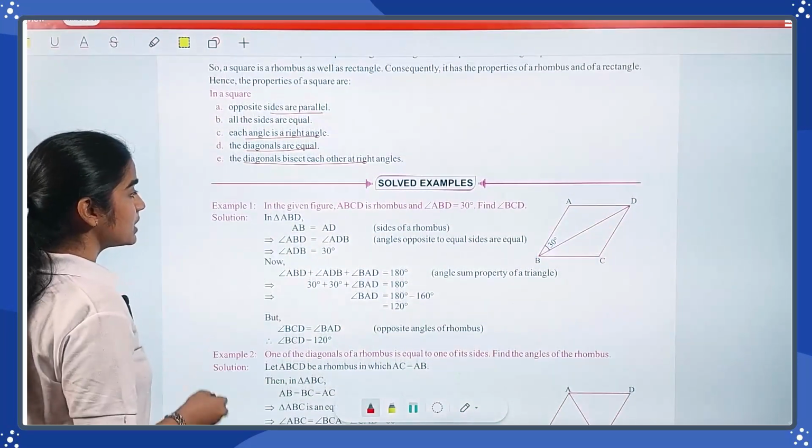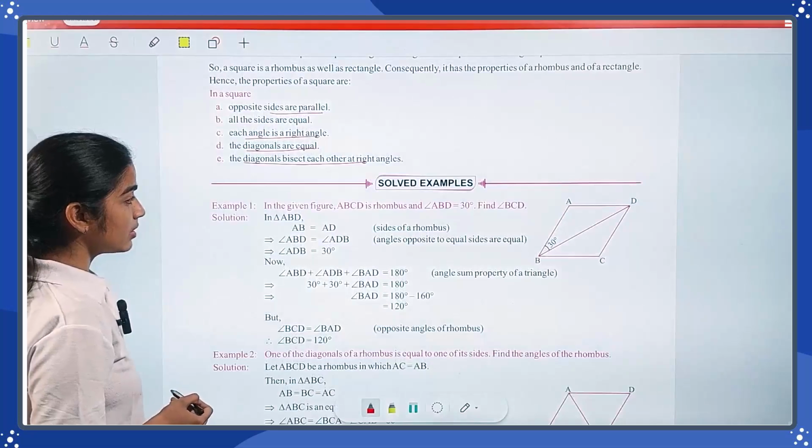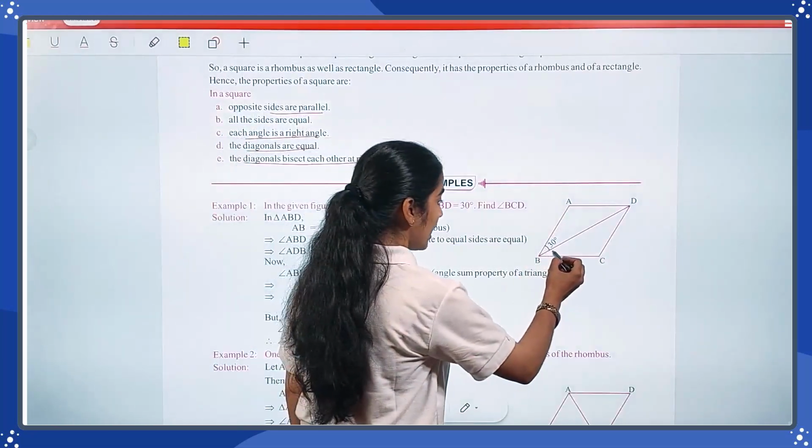In the given figure, ABCD is a rhombus and angle ABD is equal to 30. Find angle BCD. So in a rhombus, each angle having 90 degrees.